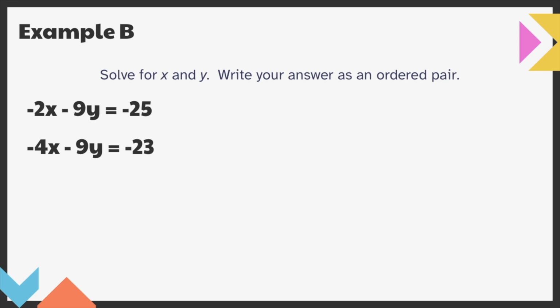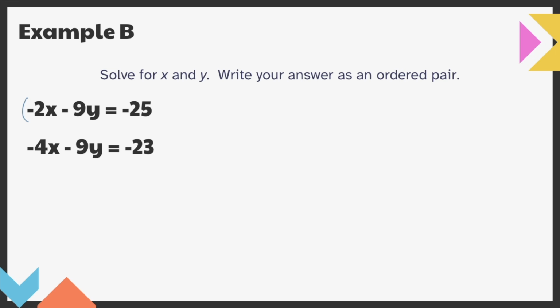Bad news is nothing will cancel out currently because if I add the negatives together, I'll get negative 6x. If I add the y's together, I'll get negative 18y. So that's not going to work. So I'm going to have to find some number that I can multiply either the top or the bottom by. Now the good news is that I could multiply one of them by negative 1 to get a positive.